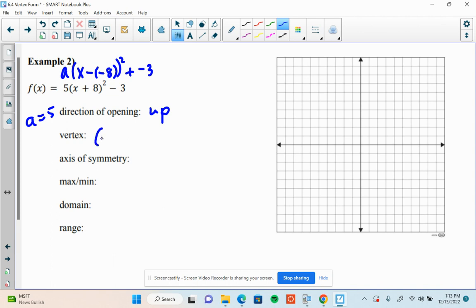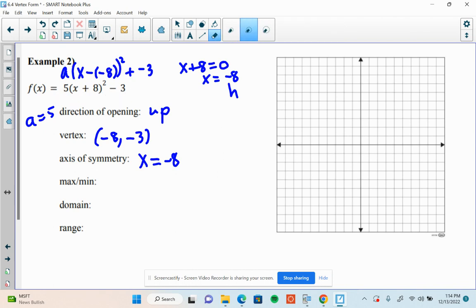The vertex, h is negative 8. So a couple ways you can look at it. You can remember that x plus 8 is x minus negative 8, or you can just look and see what makes that equal to 0. And that gets you your axis of symmetry and also the h value for the vertex, the x-coordinate of the vertex. When you plug negative 8 back into our function, this is going to be 0. 0 squared is still 0, times 5 is still 0, and 0 take away 3 is negative 3, so the y-coordinate of the vertex is negative 3.